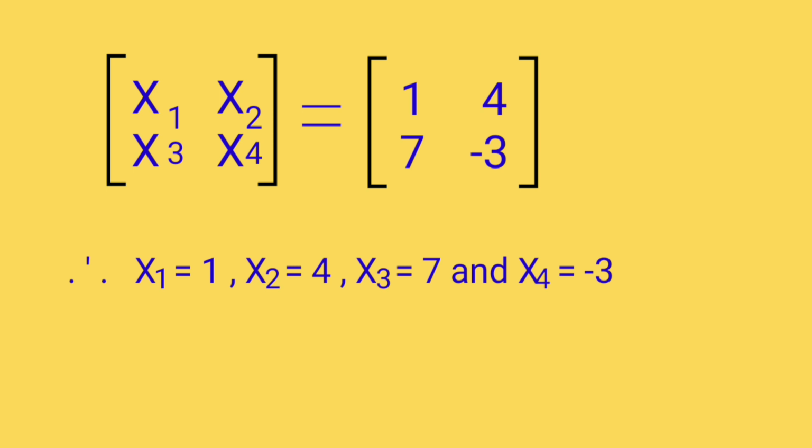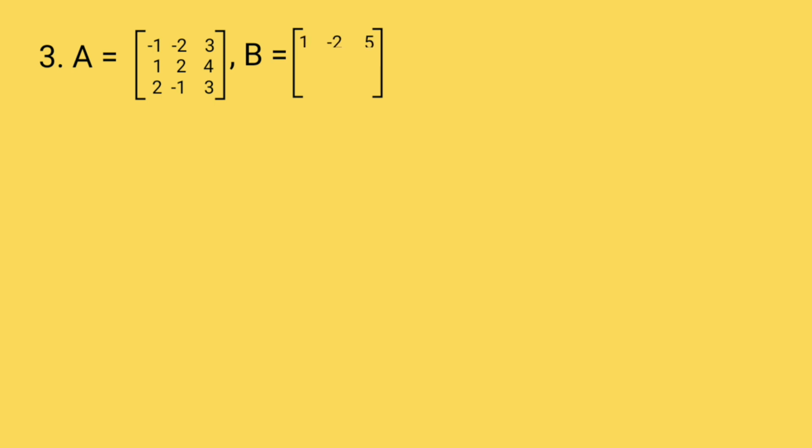That's it. So the next question, the third one: A matrix is equal to [-1 -2 3; 1 2 4; 2 -1 3]. This is a 3 cross 3 square matrix. And B matrix is equal to [1 -2 5; 0 -2 2; 1 2 -3].